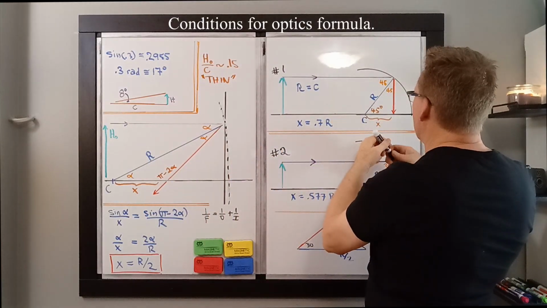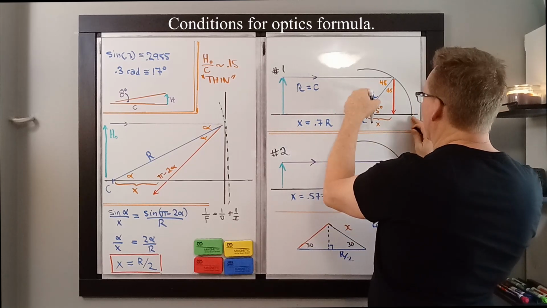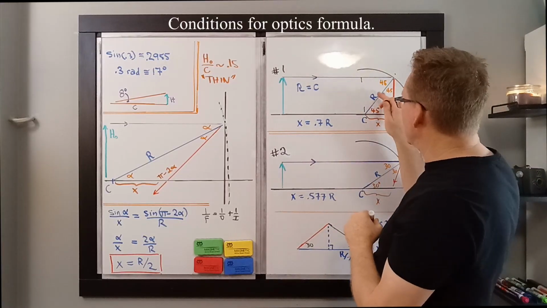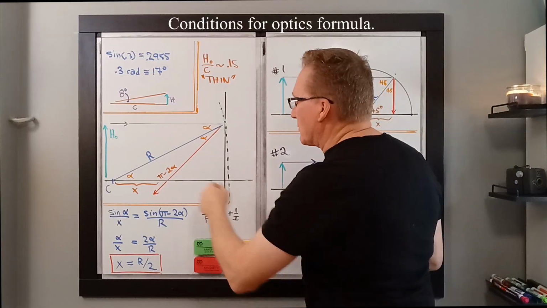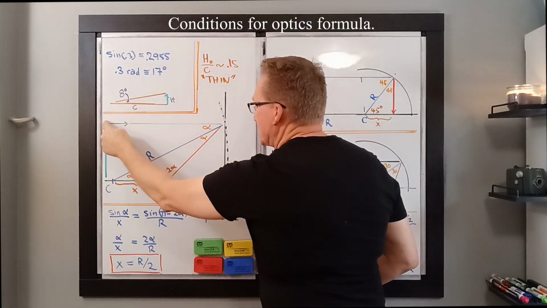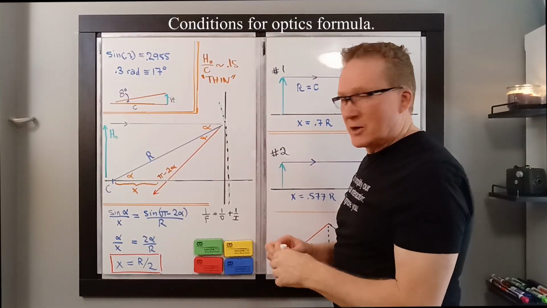Over here, of course, that would not be the case. The distance from here to here is C or R. The distance from here to here is, of course, much less. That's one reason why we get this distortion. But over here, we're going to assume that the distance from here to here, the mirror, is almost the same as the distance from here to here. And that's going to come in a little bit in our calculation.